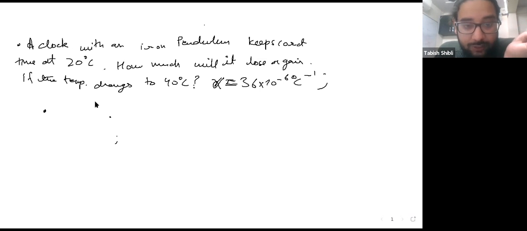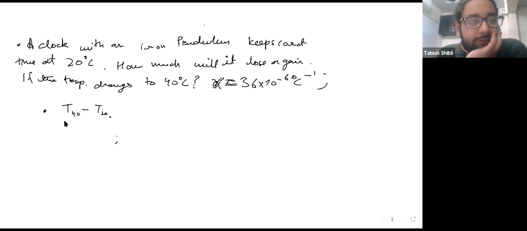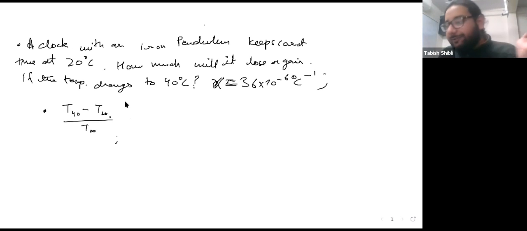What it is trying to know is how much it will lose or gain if temperature changes. So what is the loss or gain? Loss or gain you can calculate in terms of percentages, right? So essentially if you know the time period at 40 degrees Celsius minus time period at 20 degrees Celsius, divide by time period at 20 degrees Celsius and multiply that by 100, you will know how much it has changed in percentage terms. Correct?